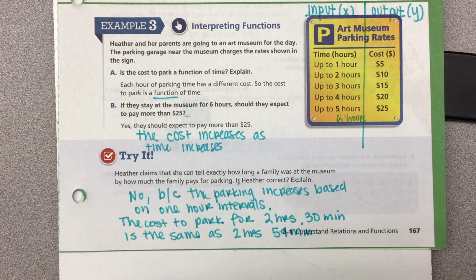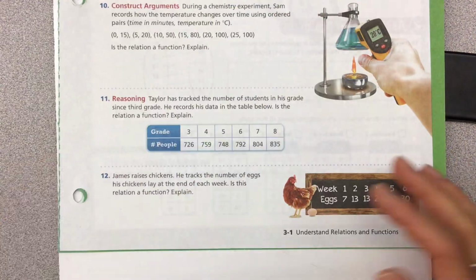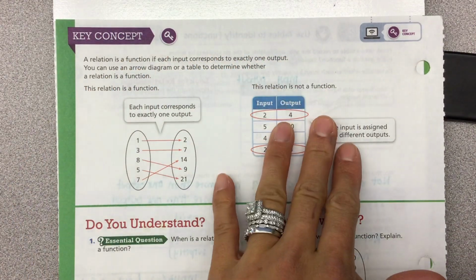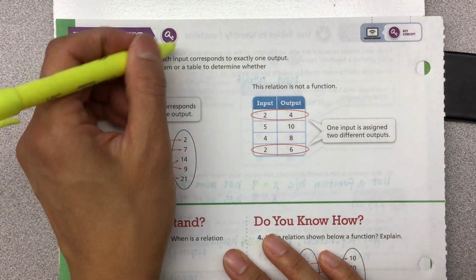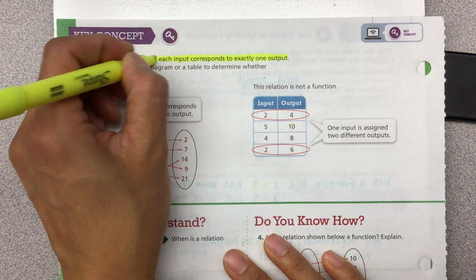Okay, we're going to flip another page, so if you need to pause to catch up, you should pause. Okay, I'm going to 168 now. Okay, up here were the key concepts. So this is like a snapshot of everything we've done. So a relation is a function if each input corresponds to exactly 1 output. You should highlight that.